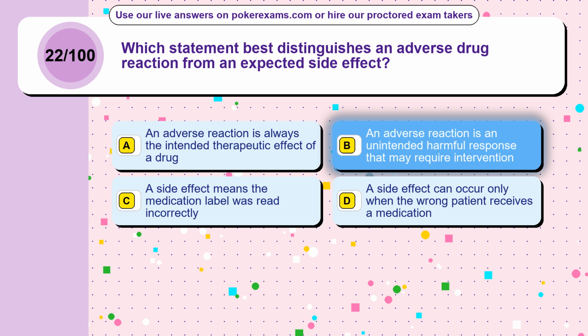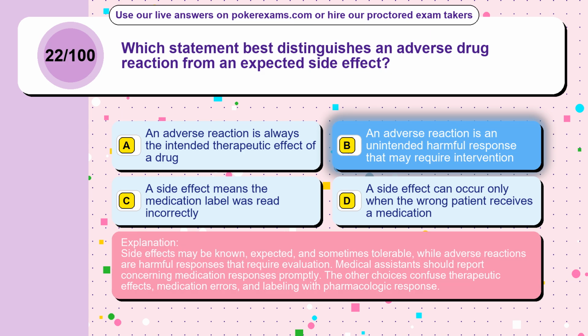The correct answer is option B. An adverse reaction is an unintended harmful response that may require intervention. Side effects may be known, expected, and sometimes tolerable, while adverse reactions are harmful responses that require evaluation. Medical assistants should report concerning medication responses promptly. The other choices confuse therapeutic effects, medication errors, and labeling with pharmacologic response.